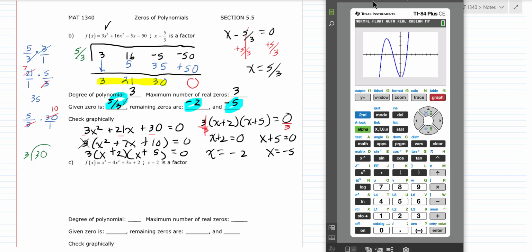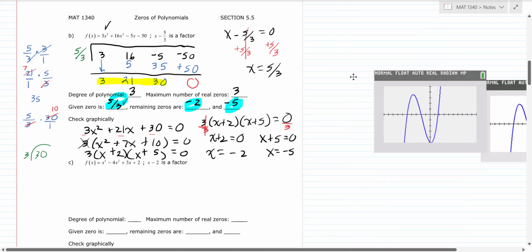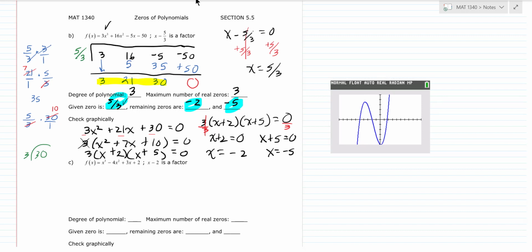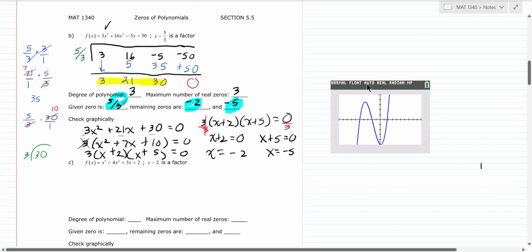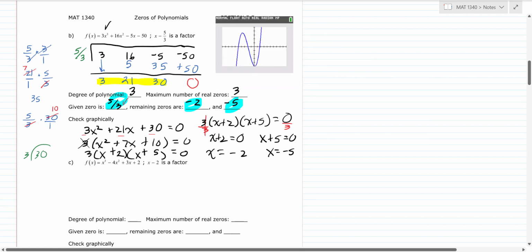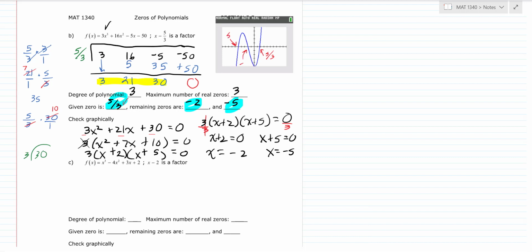Just looks better. And again, what I'm going to have you all do in your notes is find a little place to sketch a graph like this and then put your intercepts. It doesn't have to be perfect. You also might want to show that one zero was 5/3, this was the -5, and the other zero was -2. So that's how you verify it.